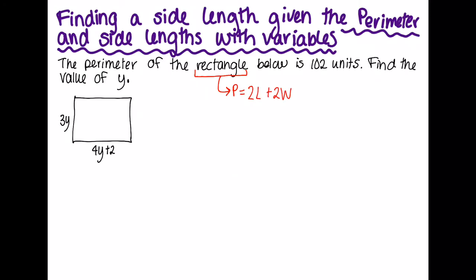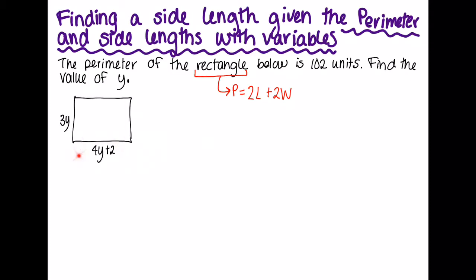And with rectangles, it doesn't matter which side is the length and which side is the width. Either side can be the length. Just make sure that the other side would be the width. So I could say this guy is the length, and that would make this guy the width. So finding the perimeter of any shape is just adding up its side lengths. That's all it is. This formula gives you a way to avoid actually adding up all the side lengths.